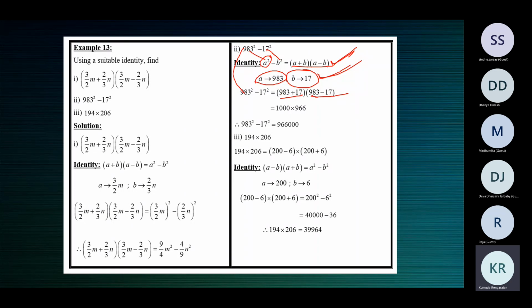So 983 plus 17 is 1000. 983 minus 17 is 966. And 966 into 1000 is 966 followed by 3 zeros. And that's the value of 983 square minus 17 square. If you actually use your calculator and find 983 square minus 17 square, you will get the same answer. You should get the same answer.